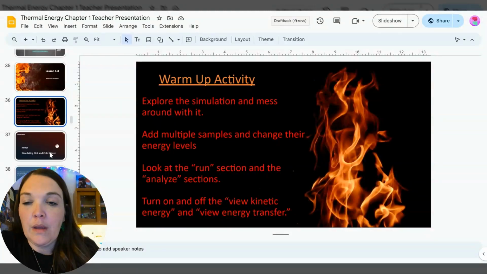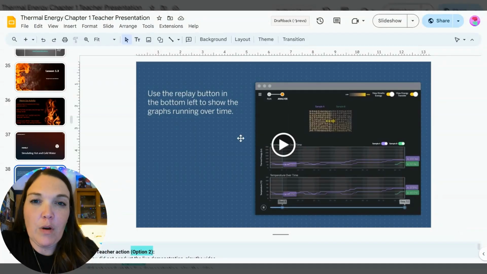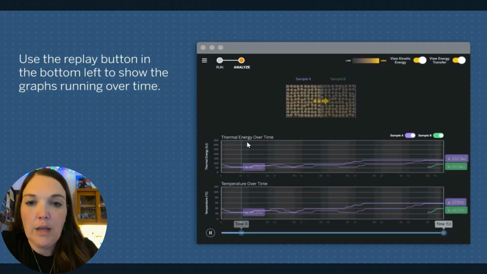Okay, so moving on, we've got simulating hot and cold water. Again, we're using the sim. We're going to use the replay button in the bottom left to show the graphs running over time. So let me go ahead and put this in slideshow mode so that I can play this video for you.